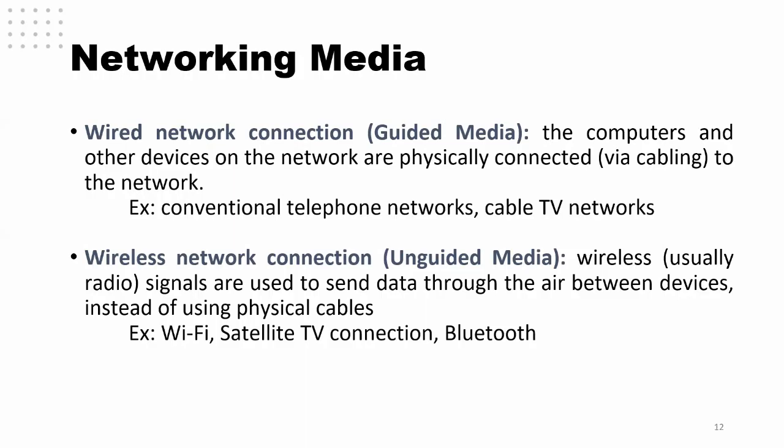It's like your conventional telephone networks and cable TV networks. And also we have wireless network connection, which we call unguided media. These don't use any physical cables. Instead, they send data through air between the devices. As examples, Bluetooth, Wi-Fi, and satellite TV connection are all examples of wireless network connection.